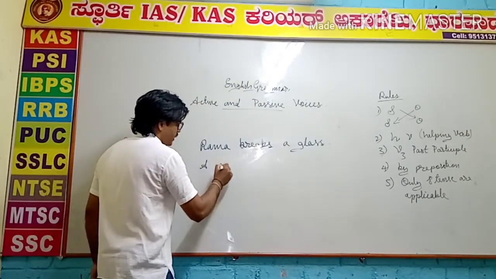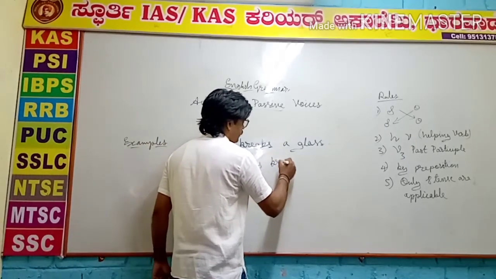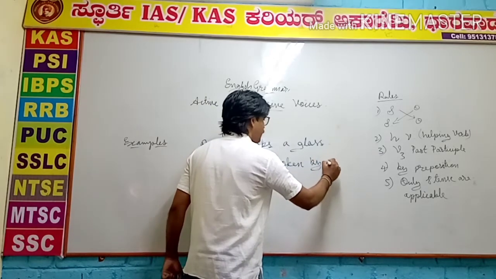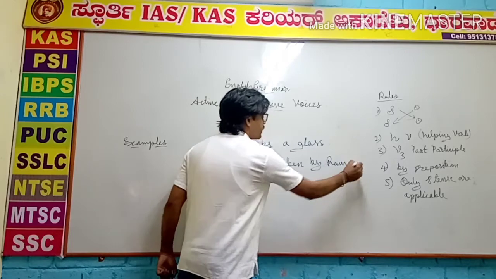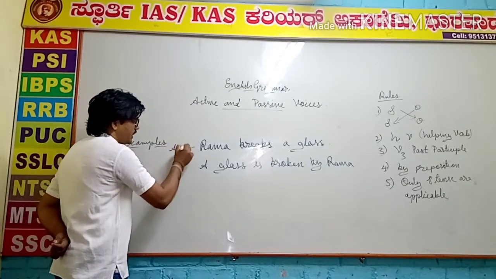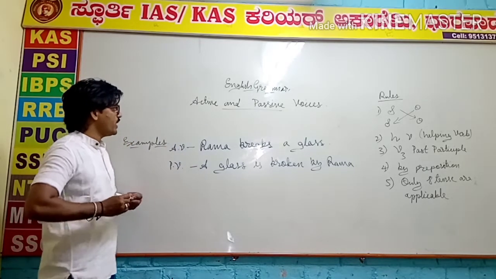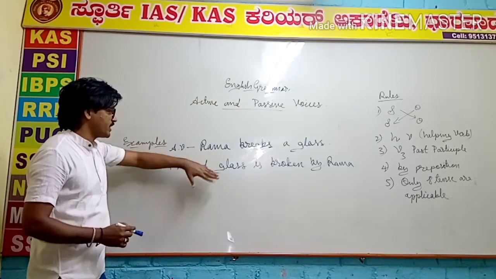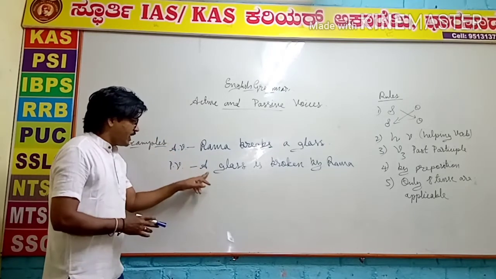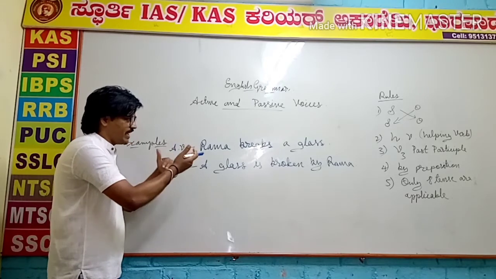And, a glass is broken by Ram. This is another sentence. Here, this is the active voice sentence, and this is the passive voice sentence. What is the difference between both sentences? Rama breaks a glass. A glass is broken by Rama. Same meaning. Both are sentences here. What is the difference?